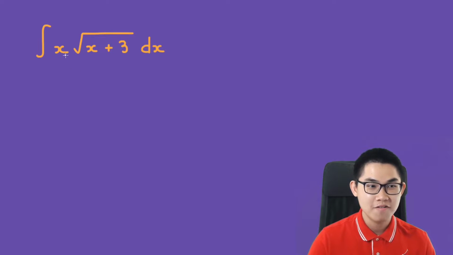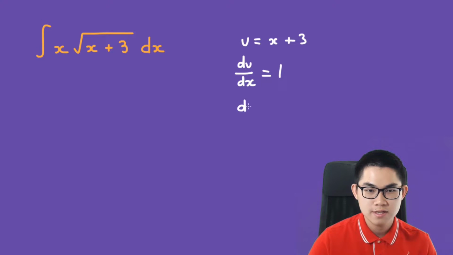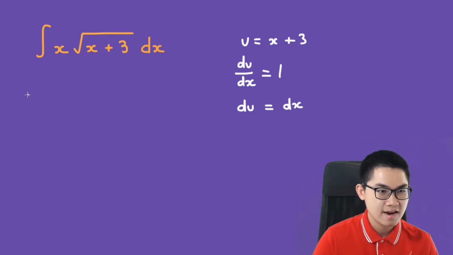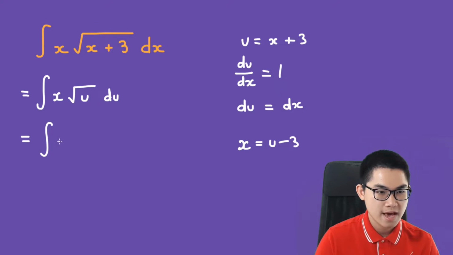The integral of x times the square root of (x + 3) dx. So let u equal x + 3, then du over dx is 1, so du is dx. Now let's substitute the u. So dx here is du, and what is x going to be? Since u is equal to x + 3, then x is u minus 3. We have (u - 3) times u to the power of 1 over 2 du.